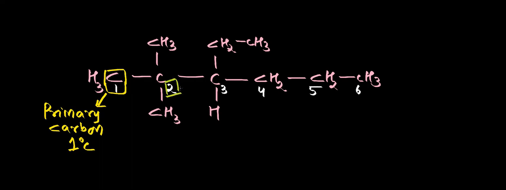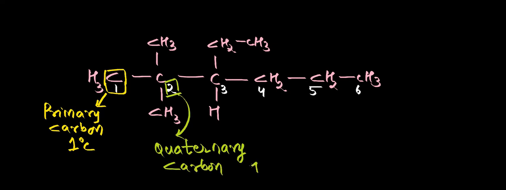Now let us focus on the second carbon atom. What kind of carbon is it? Just check how many carbons are directly connected with it. Left side one, right side one, above one, below one. A total of 4 carbon atoms are directly connected with it. So it becomes a quaternary carbon atom. And how do we represent it in a short way? 4 degree C.